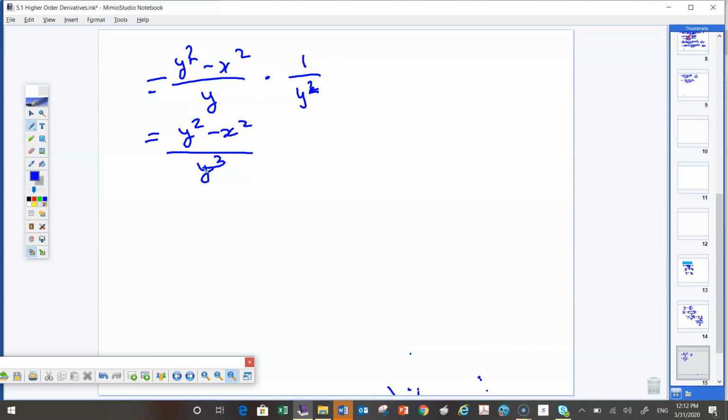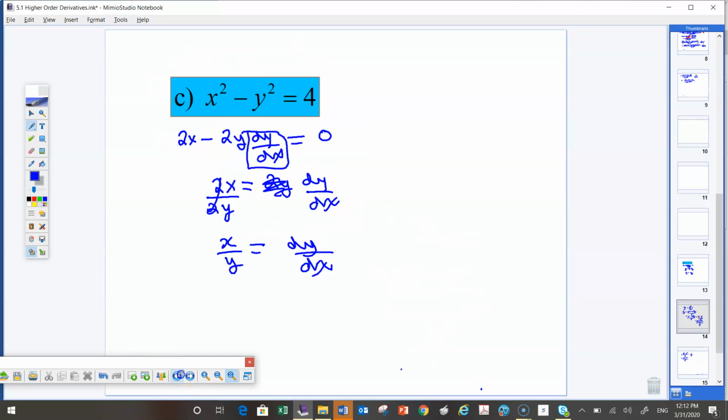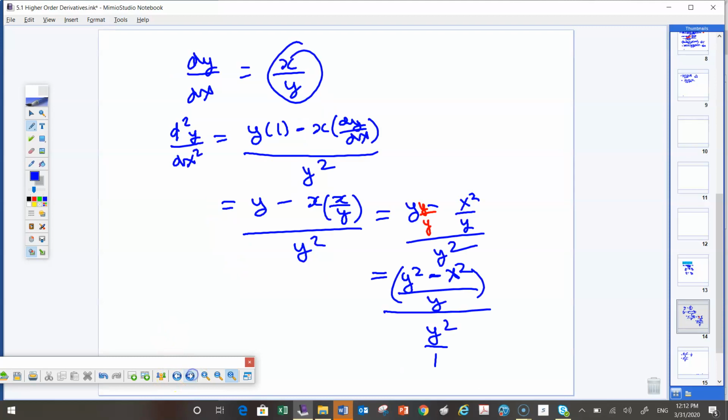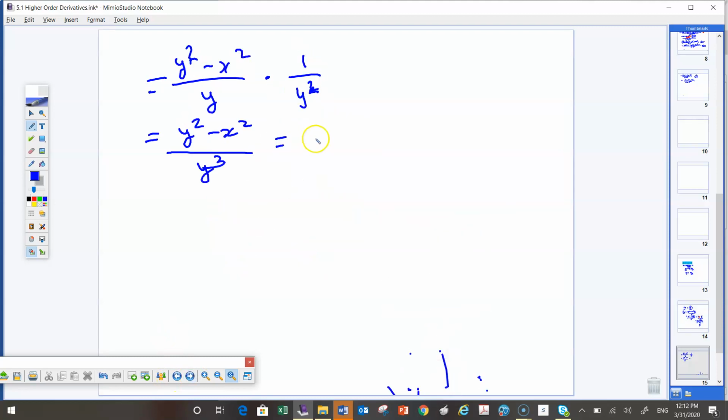And you're almost done. If you look back at the original question, okay, the original question was x squared minus y squared is 4. So if I was to factor a negative 1 out of the numerator, it would change the order to that. And now this is equal to 4 in the original question, so my final answer would be negative 4 over y cubed.